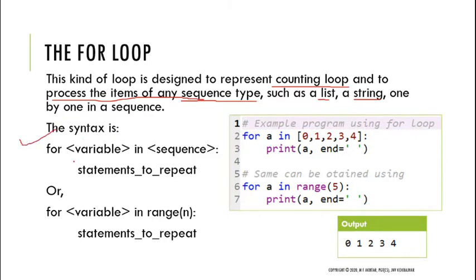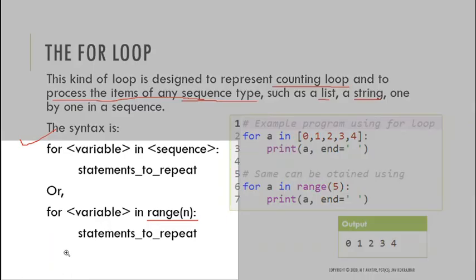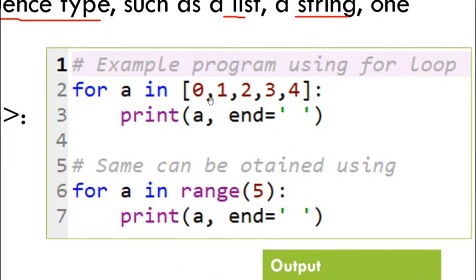The syntax is: for variable in sequence, then colon, and the statements to repeat, or we can write for variable in range function, then the statements to repeat. An example is given here: for a in a list of five numbers, 0 1 2 3 4. This is the variable and this is the list, a sequence type, and we have given print a. With end equals to a space, each value will be separated by a space.